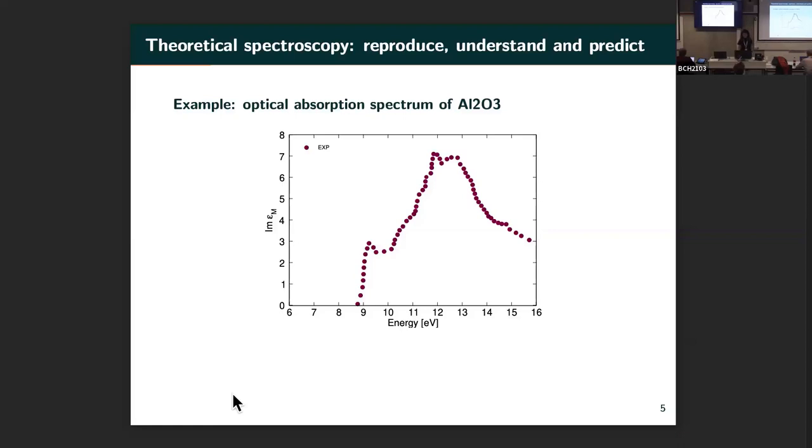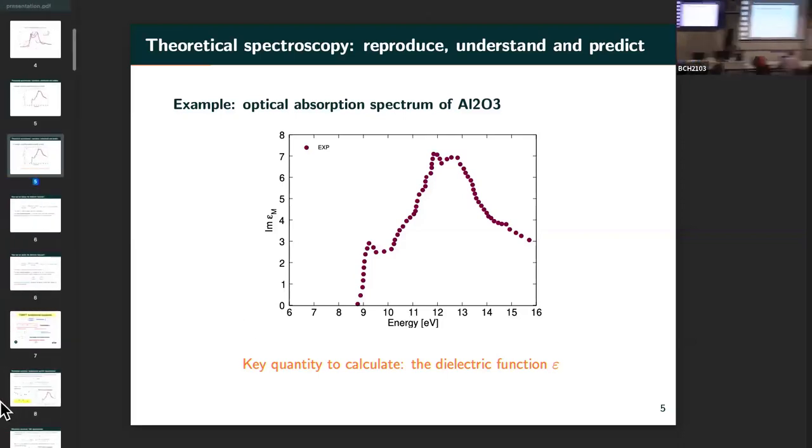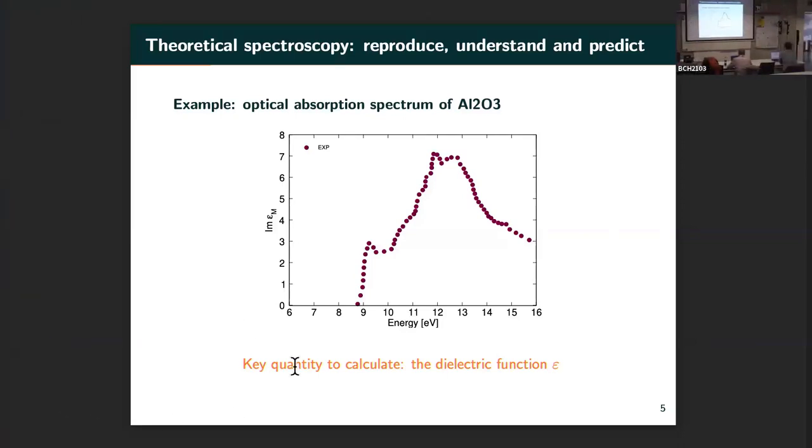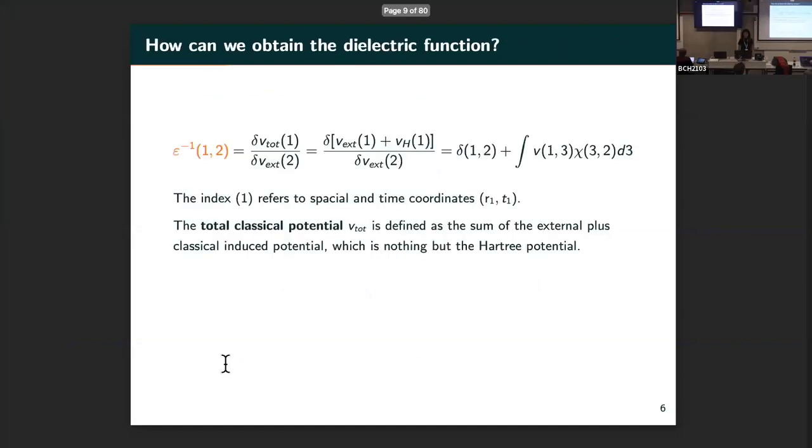And this is the experimental curve. And as you have already seen in the talk of Francesco, with the macro-micro connection, to calculate this spectrum we have to compute the imaginary part of the macroscopic epsilon, the dielectric function. The dielectric function is not only important for the absorption spectrum, but for other spectroscopies. So it's really a key quantity that we need to calculate in order to describe our spectrum.